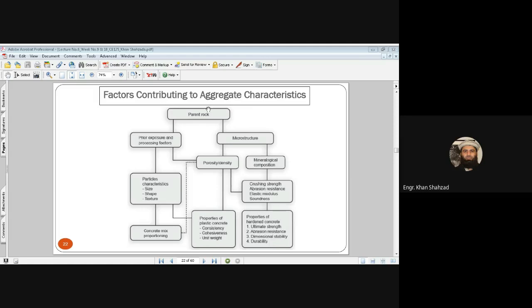Once we have all these things, then we can go to the mix design of the concrete, and then we can design the concrete according to the requirements of our project.